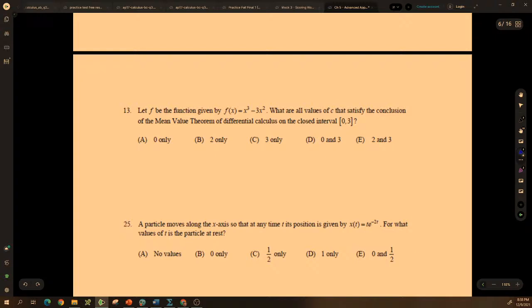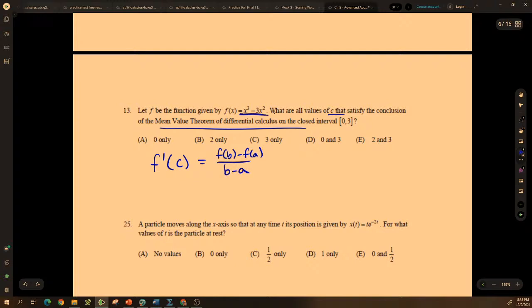All right, let f be the function given by f of x equals x cubed minus 3x squared. What are the values of c that satisfy the mean value theorem? So on these ones, you just do the mean value theorem. F prime of c equals f of b minus f of a over b minus a. That's my mean value theorem.